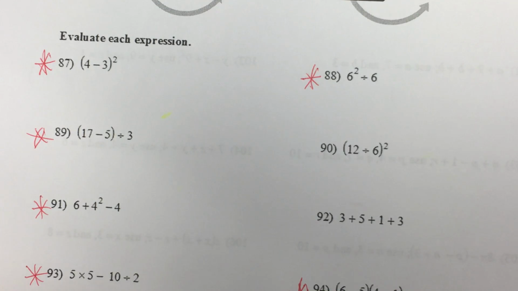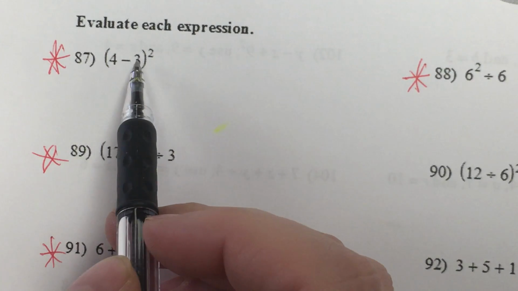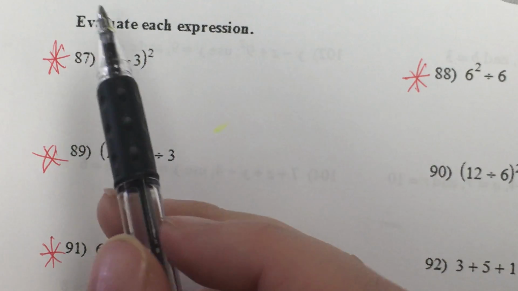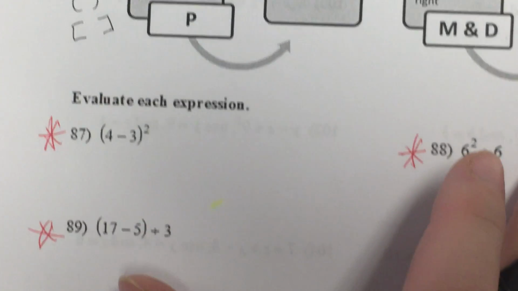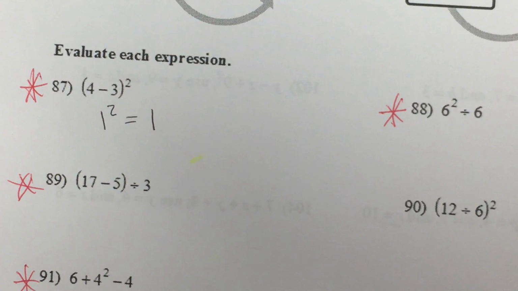So let's get started here on number 87. We have 4 minus 3, and then the entire thing squared. So please realize 4 minus 3 is in parentheses, and hey look, any kind of grouping needs to be done first. So 4 minus 3 is 1, and 1 squared is 1.